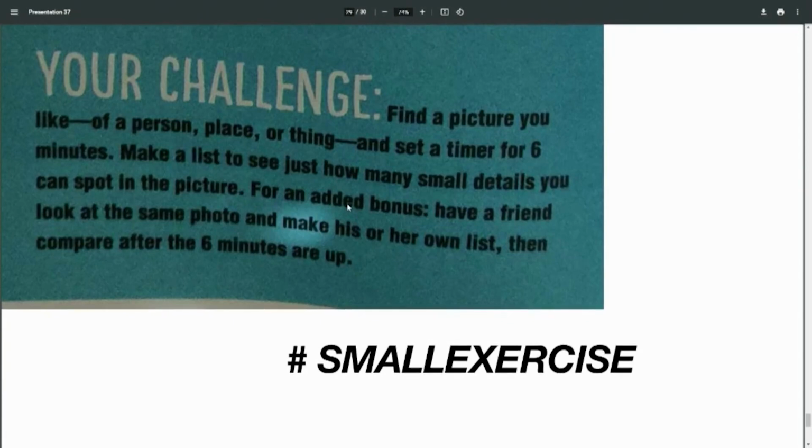Is it visible? So find a picture you like, a person, place, or a thing, and set a timer for 6 minutes. Make a list to see just how many small details you can spot in the picture. For an added bonus, have a friend look at the same photo and make her own list. Then compare after 6 minutes are up. This is a small exercise. You can anytime work it out with your friend.